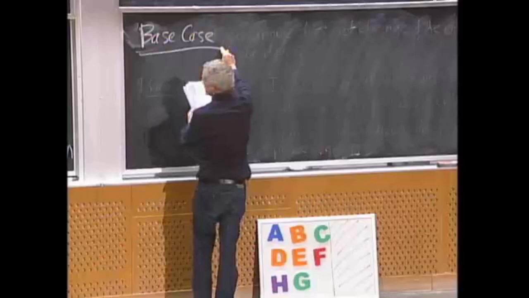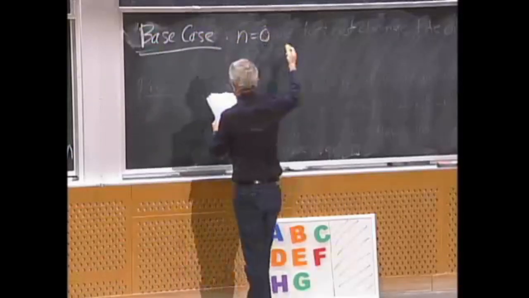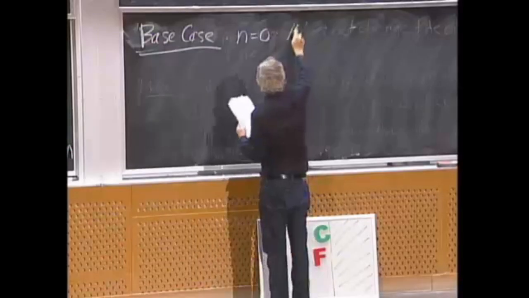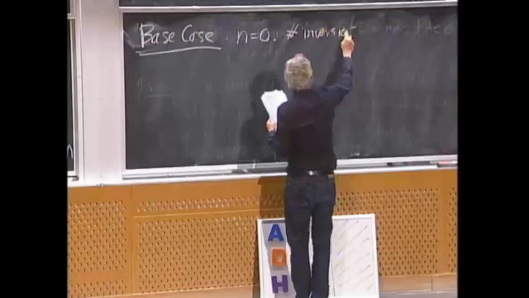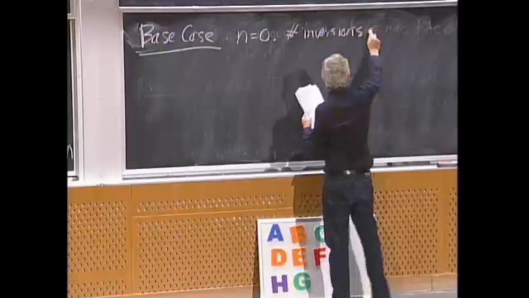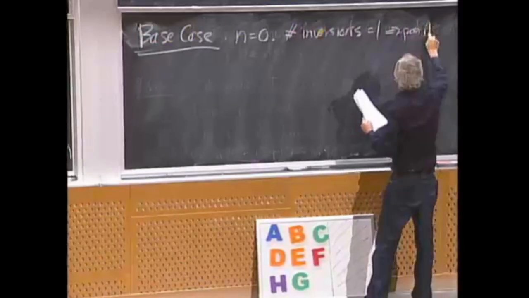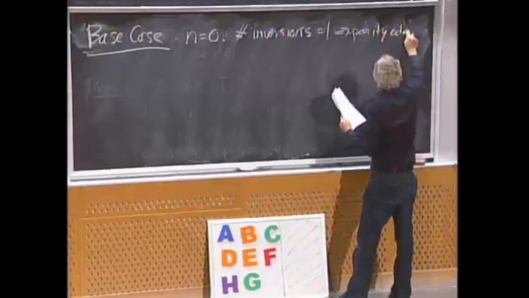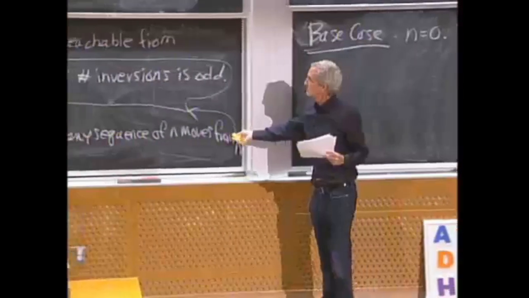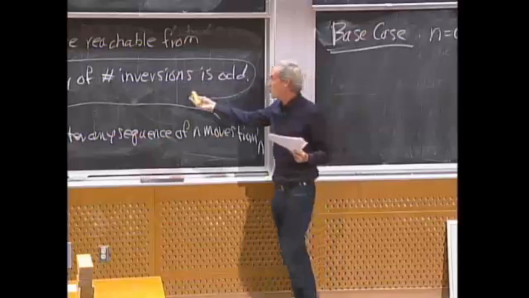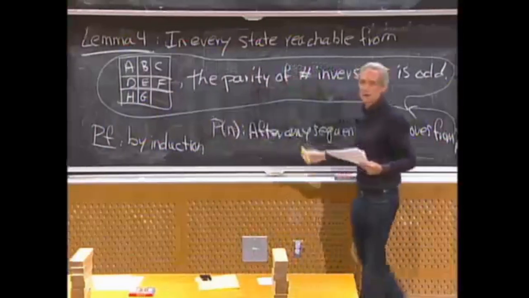And in these circumstances with a proof by invariant, the base case is always 0. We haven't made any moves yet. Now in this case, if we haven't made moves, the number of inversions in the start state is 1. That means the parity is odd, and the hypothesis is satisfied. P of 0 is true, because in any sequence of 0 moves after this, i.e. in this state, you've got 1 inversion, that's odd.